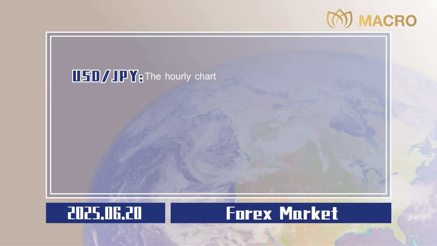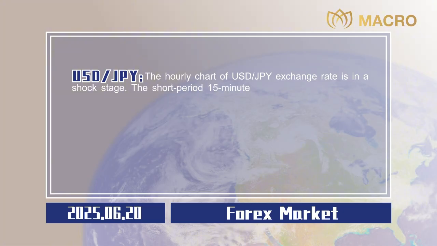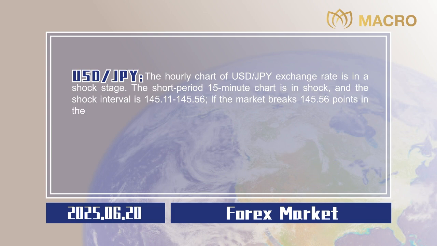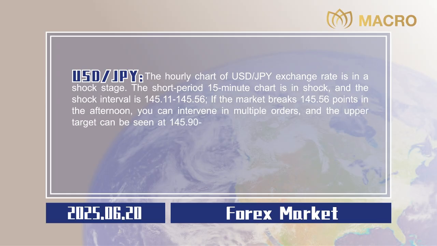US dollar to Japanese yen. The hourly chart of US dollar to Japanese yen exchange rate is in a shock stage. The short period 15-minute chart is in shock, and the shock interval is 145.11 to 145.56. If the market breaks 145.56 points in the afternoon, you can intervene in multiple orders, and the upper target can be seen at 145.90 to 146.30.